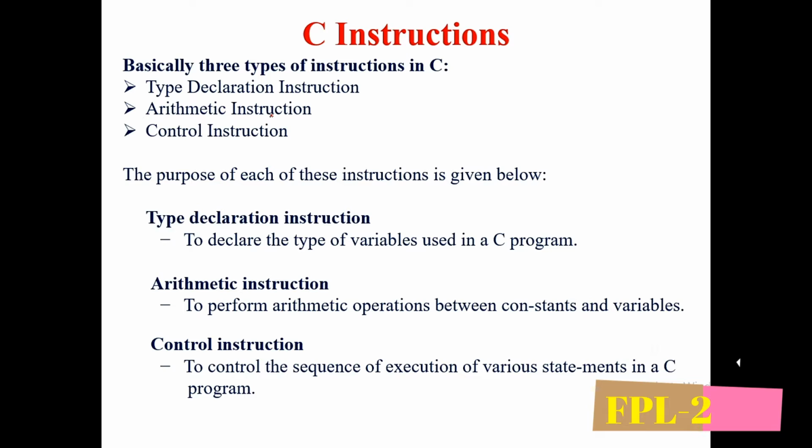So how can we write the C instructions? Basically, three types of instruction exist in C: type declaration instruction, arithmetic instruction, and control instruction. The purpose of each of these instructions is given below.